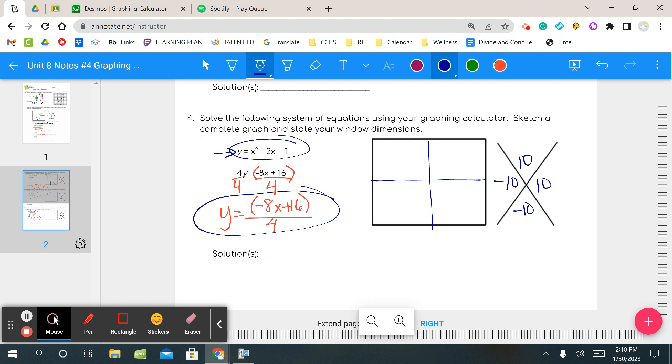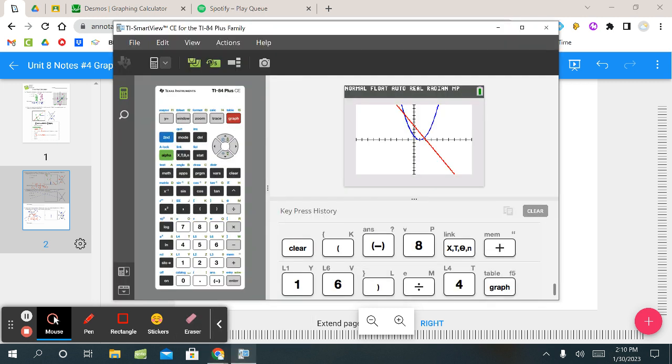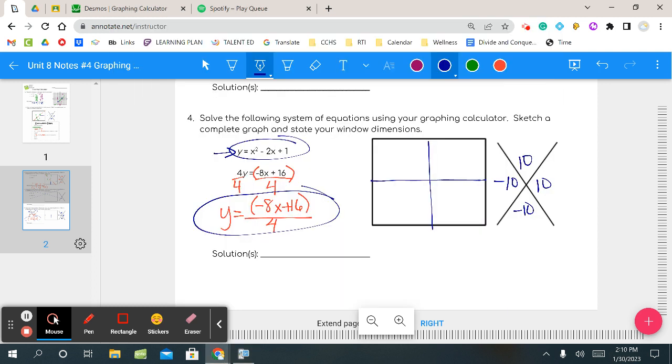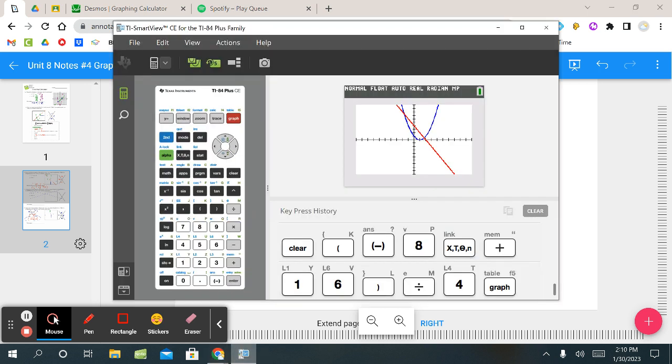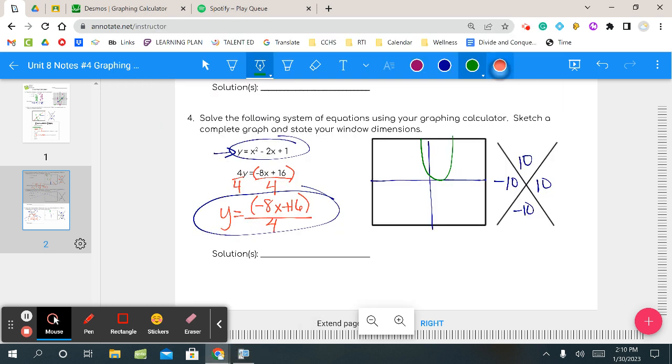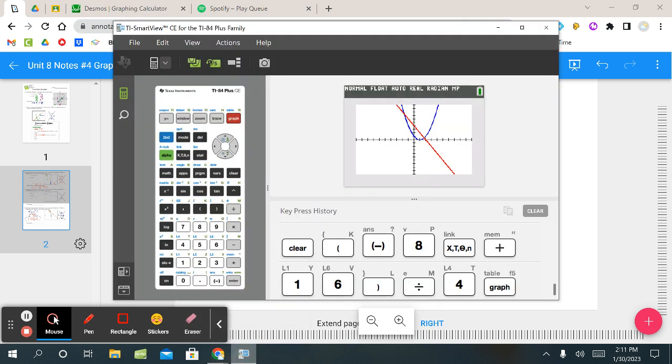So now I'm going to sketch. So pull up my calculator. Got to draw my parabola. And then I got to draw my linear function. And that's what they should both look like. Then I'm going to find my intersections.